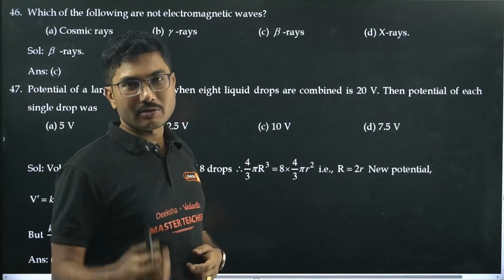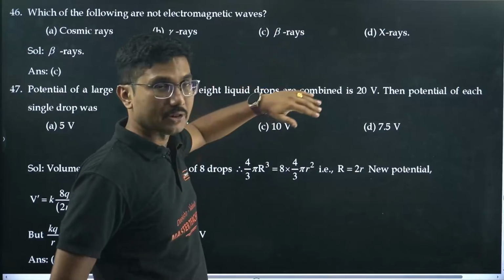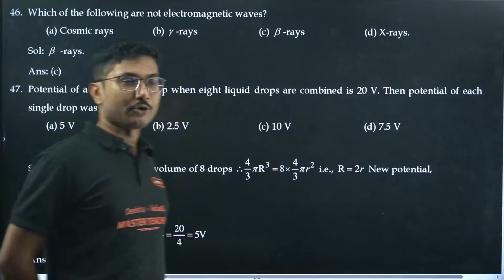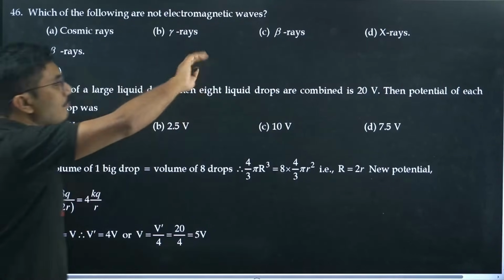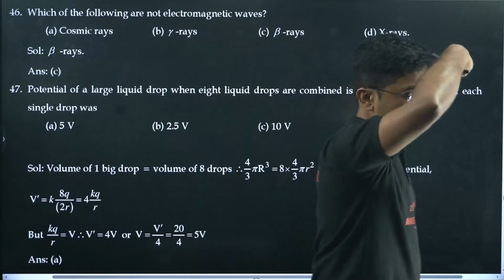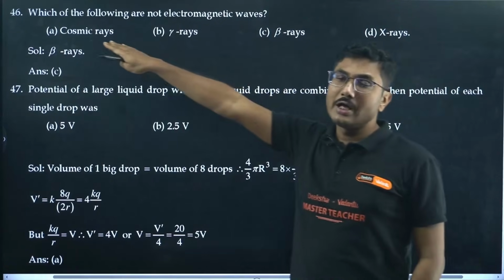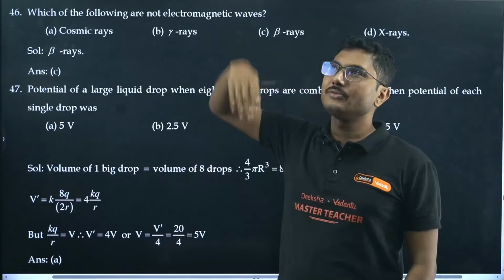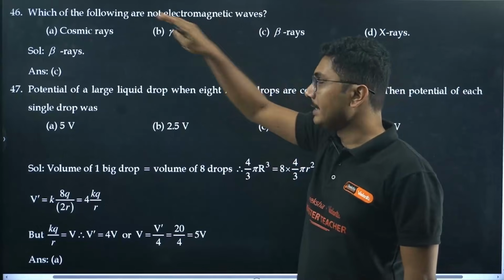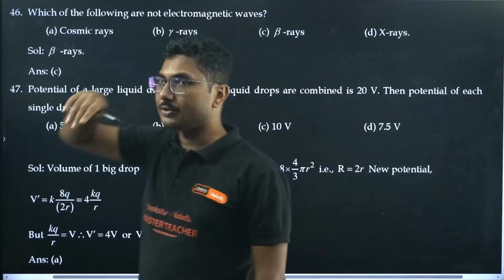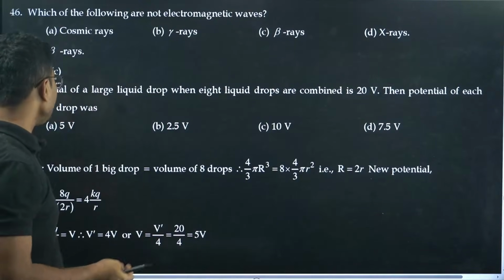High speed electrons are called beta rays, which come out of the nucleus. X-rays are also electromagnetic radiation. So only beta rays are not electromagnetic radiation. Cosmic ray is a mixture of electromagnetic radiation and particles, which is basically coming from space. Anything which is coming from outer space is called cosmic rays.